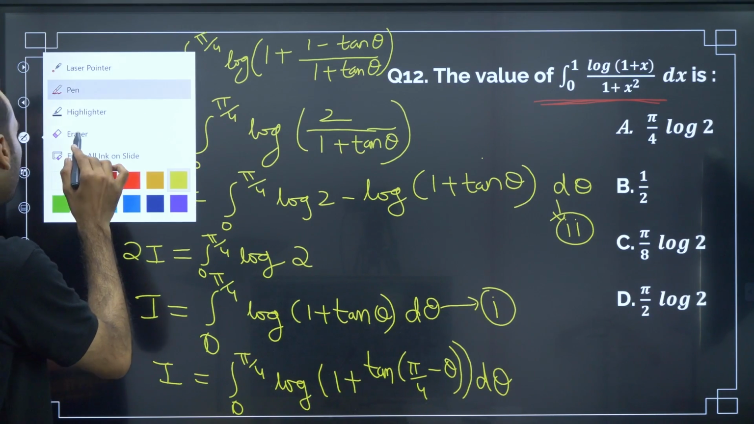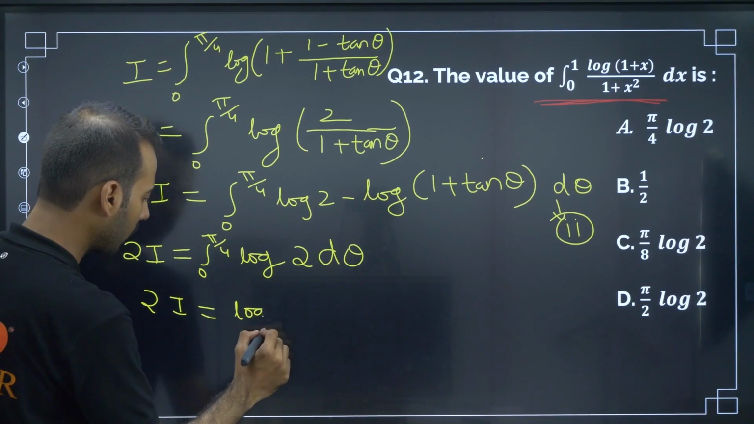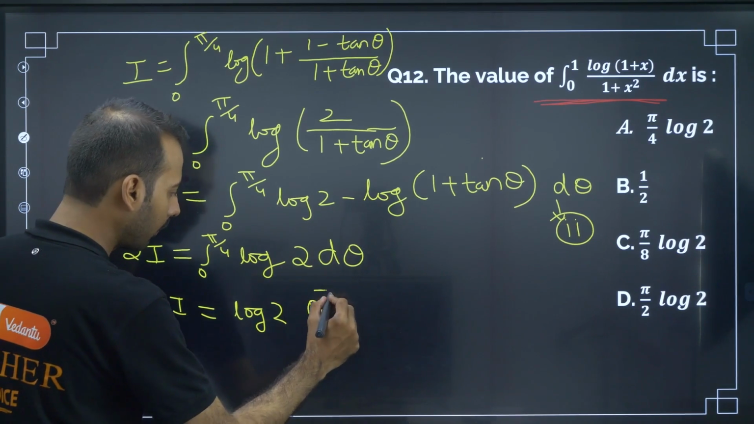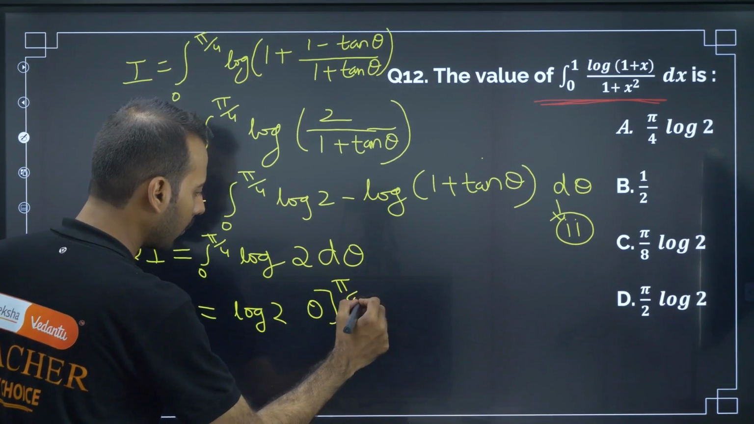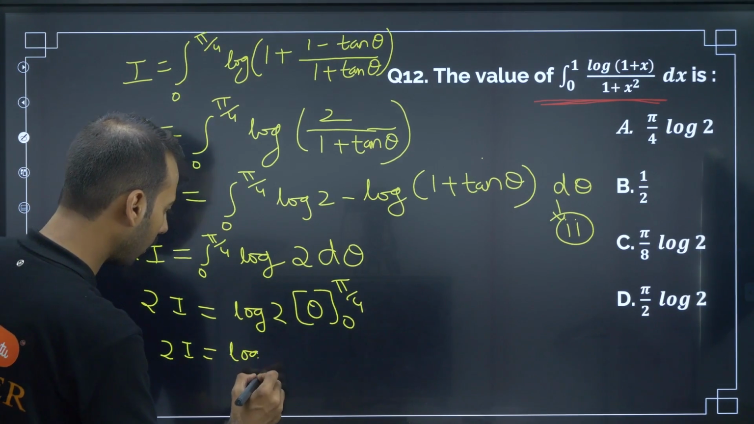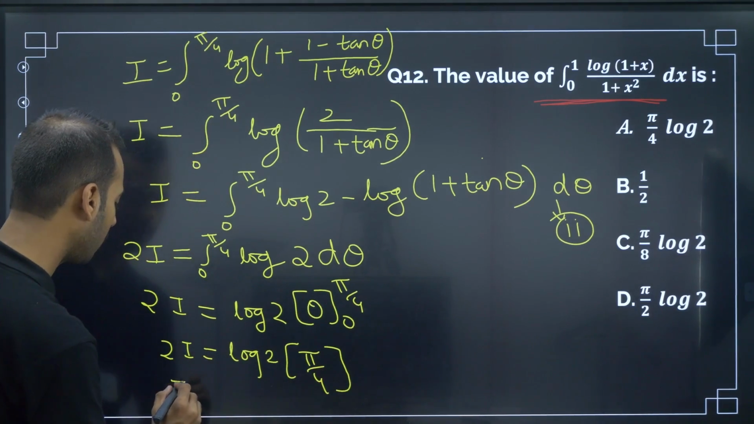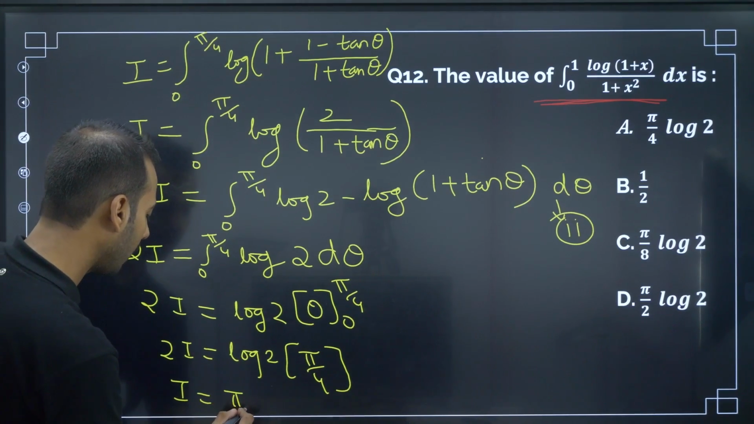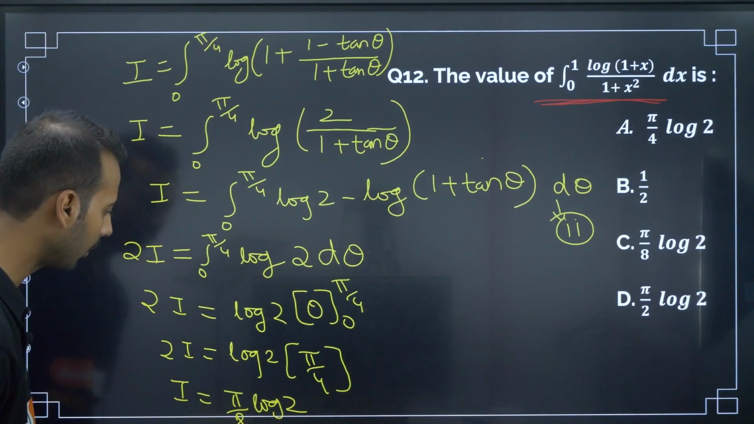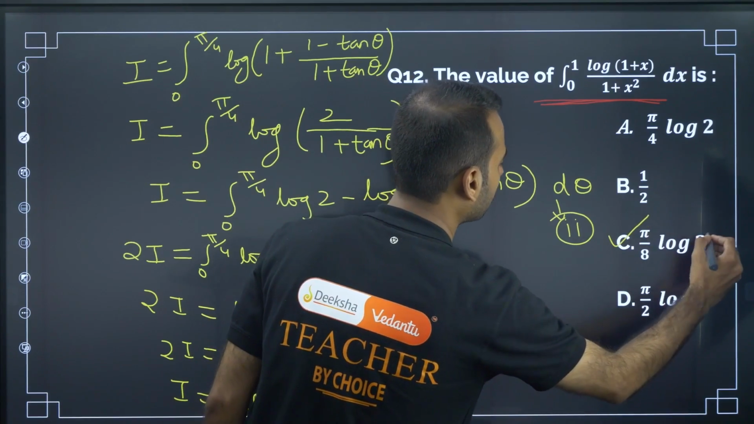So let me erase a few things. 2y is equal to log 2. If I place it outside, the integration of 1 d theta is theta, from 0 to pi by 4. So 2y is equal to log 2 times theta, which is pi by 4. So I is equal to pi by 8 log 2. C is the answer.